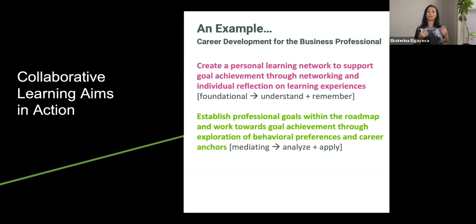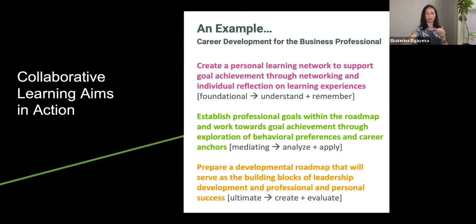Which is to establish professional goals within this roadmap that they're trying to create and work towards goal achievement through exploration of specific behaviors they might have and career anchors. So that's my mediating aim. I want them to analyze and apply that which they're learning. And then finally, I want them to prepare a roadmap. Notice I reference the roadmap in my mediating aim so that all of these things interconnect, just as I reference goals in my foundational aim. So they all have a connection to this ladder.